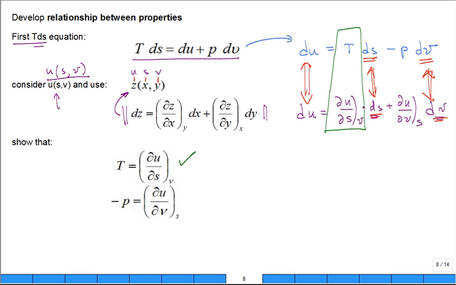T has to be equal to dU/dS holding V constant. Likewise, negative P is equal to dU/dV holding S constant. So here is how they develop a lot of relationships between properties, just like this.